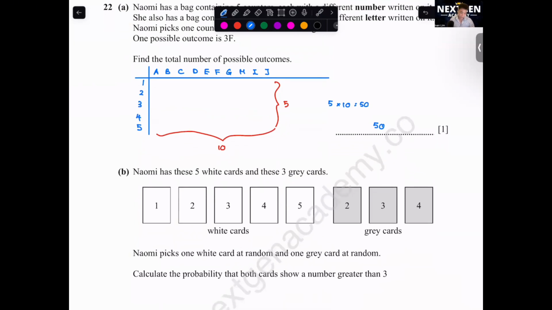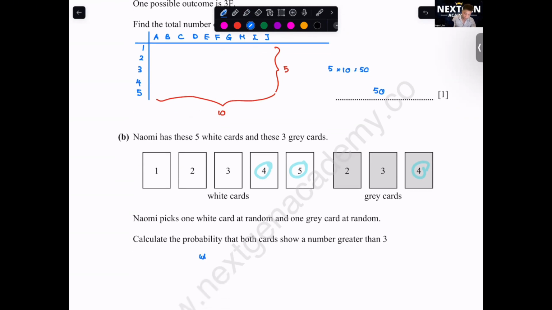Okay, the next one. Naomi has these 5 white cards and these 3 gray cards. Naomi picks 1 white card at random and 1 gray card at random. Calculate the probability that both cards show a number greater than 3. Greater than 3. So in the white cards, 4 and 5 are greater than 3. Then in the gray cards, we have 1 card, which is 4, that is greater than 3. How do we do this question? We are going to find the probability that the white card and the gray card are both greater than 3. Meaning white is greater than 3, and gray greater than 3.